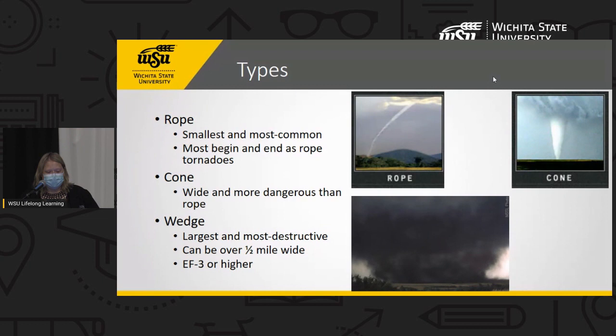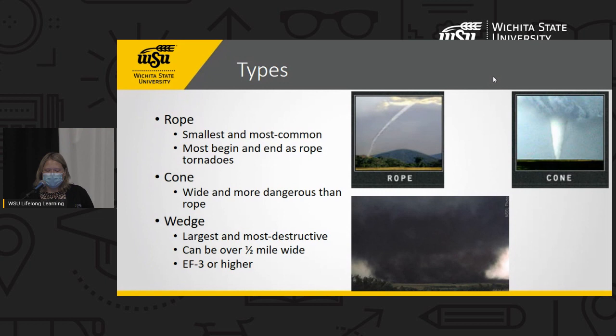So a rope tornado is the smallest and the most common. You can see from the photograph that it looks just like a rope. It's very long. It's very thin. It doesn't have the traditional cone shape that you're used to thinking about with a tornado. But most tornadoes begin and end as a rope tornado. So they're very weak when they first start, and then they get bigger, and then as they die down, they go back through this rope stage.